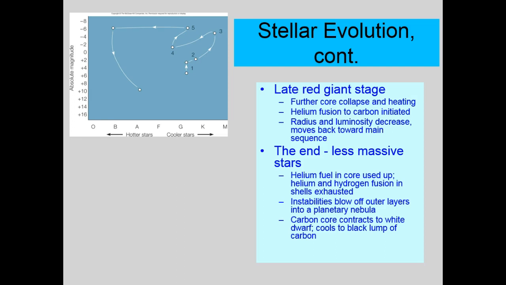The end of the less massive stars, those are the lightest ones. The helium is used up. You've used all the hydrogen and helium. Now you've used all the helium and carbon. Hydrogen fusion a long while ago. Helium fusion now. Nothing left. Now the instabilities blow off the outer shell. Remember the outer shell was out there. It blows it into space.